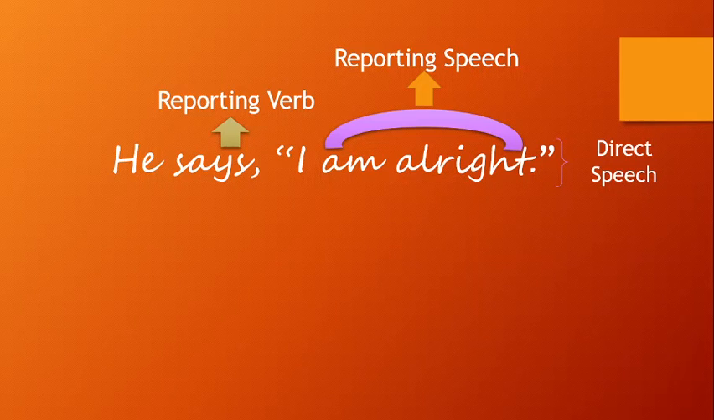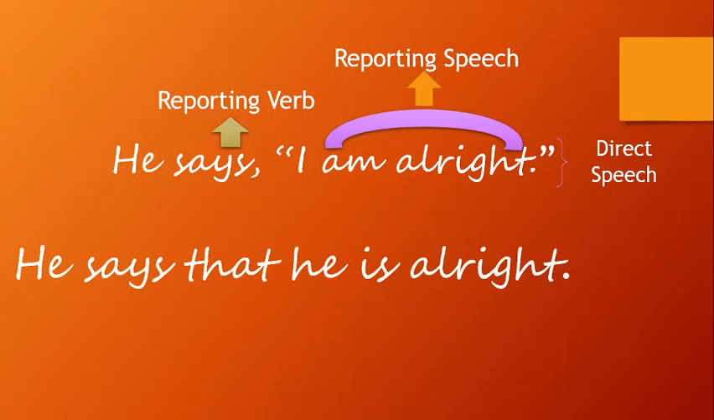Now, when you change this into indirect, he says, "I am all right." Now you have come back home, or you are speaking to somebody else, your friend, another person maybe. So what are you going to do? You will report whatever he said in your own words. He is not here to say it himself, right? So you are going to report it. You are going to tell whatever he told you already. So what are you going to say? You will say, he says that he is all right.